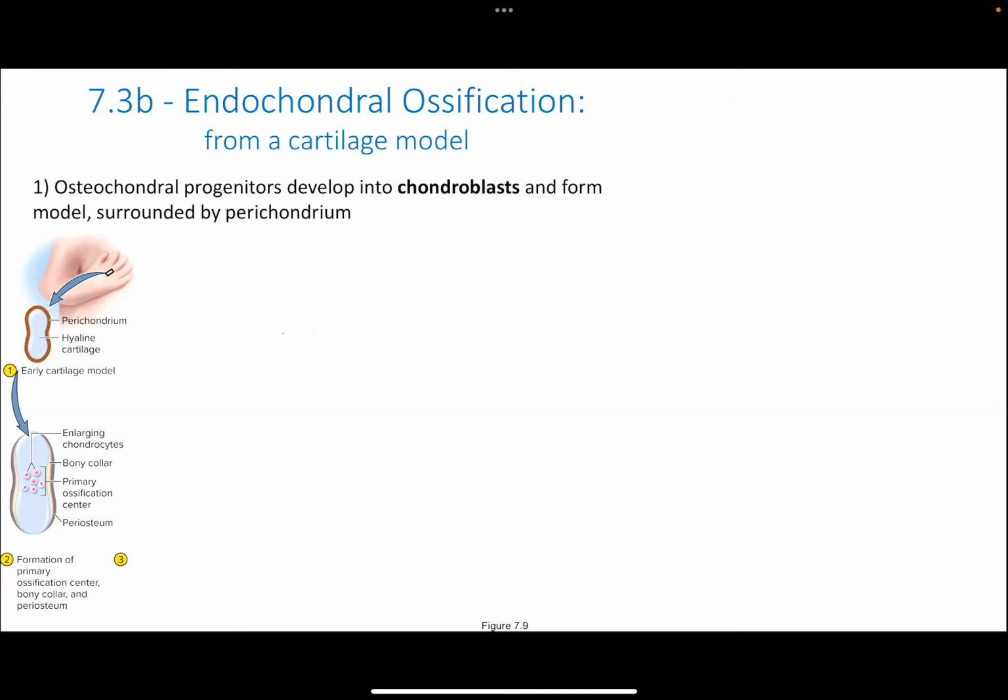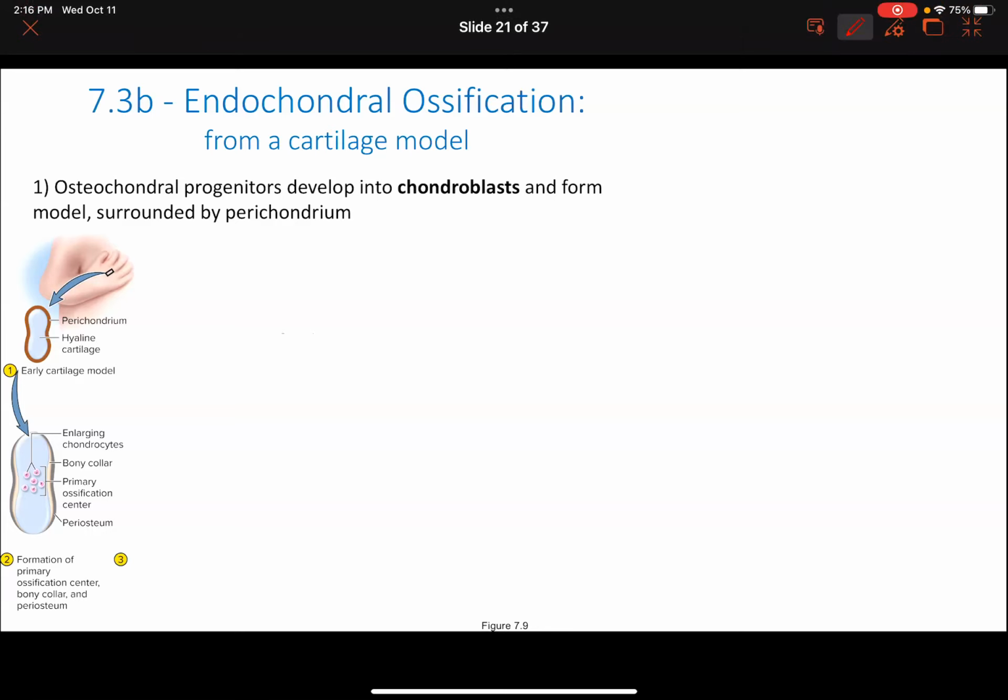The other type of ossification that we talked about, endochondral ossification, is ossification that occurs on a cartilage model. And the steps to that are shown here. We'll walk through them. So you have these progenitor cells called osteochondral progenitor cells. And that might make sense because, again, if you look at the word osteo, bone, chondro, cartilage, so we have bone cartilage progenitors. So these cells are going to make this base for ossification.